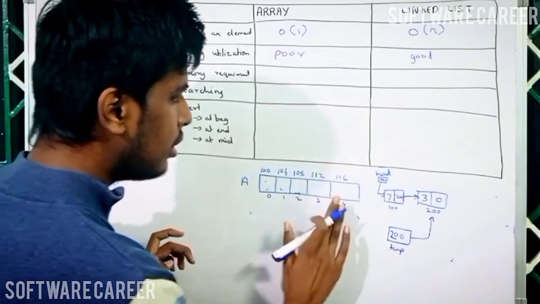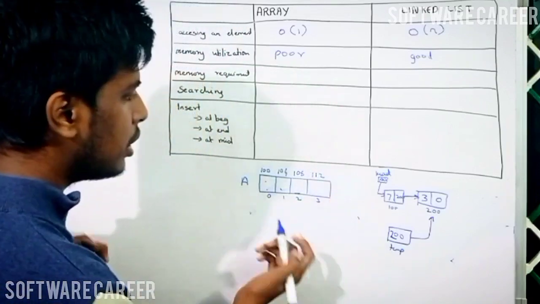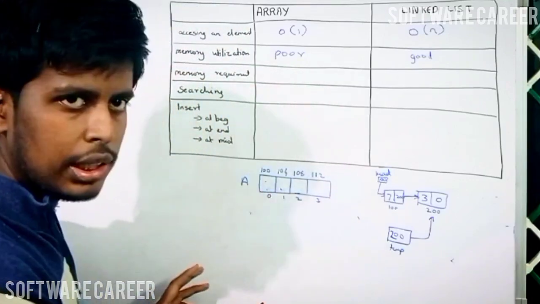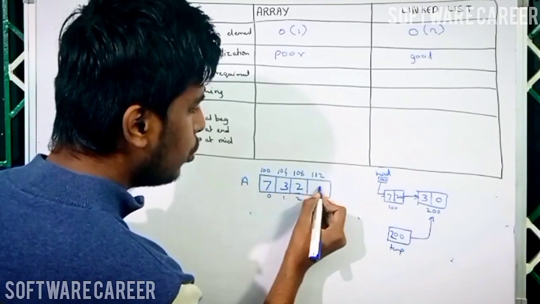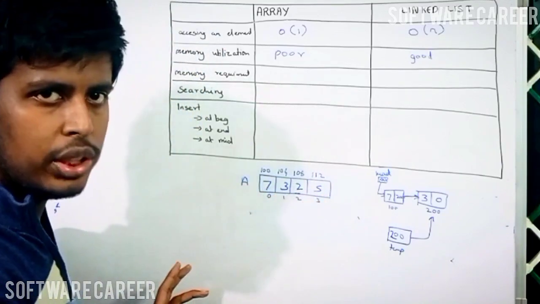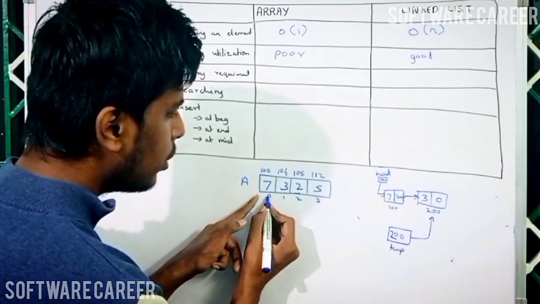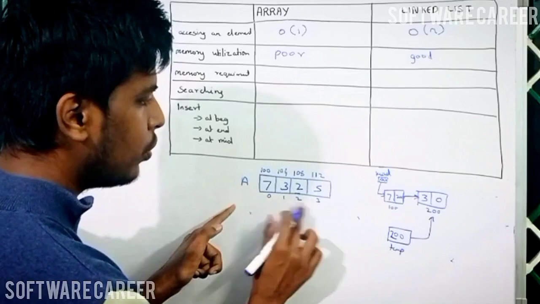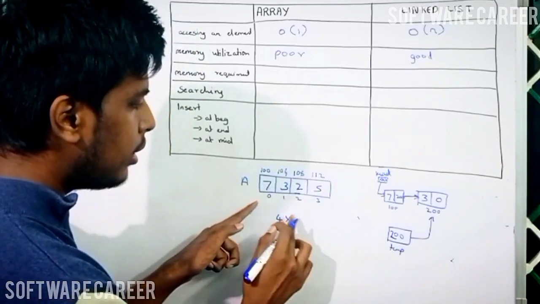Now suppose an array of size 4. You are storing 4 elements into this array. Suppose, let's say, 7, 3, 2, 5. I am storing these 4 elements into the array. How much size does it take? See, there are 4 indexes: 0, 1, 2, 3. So 4 into data size.